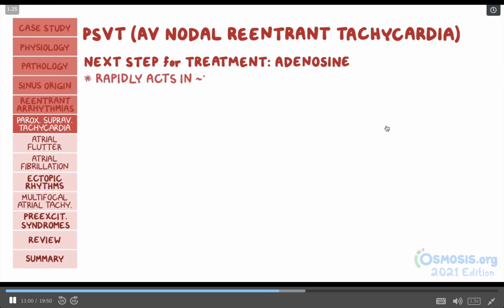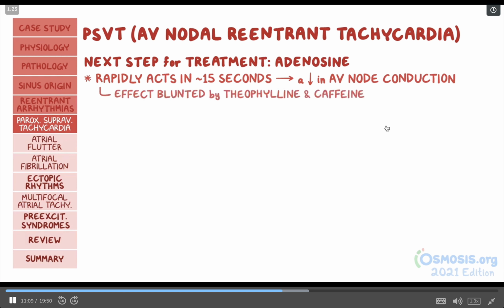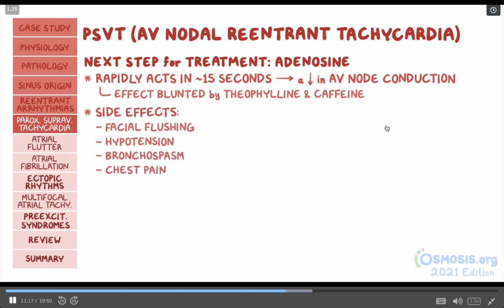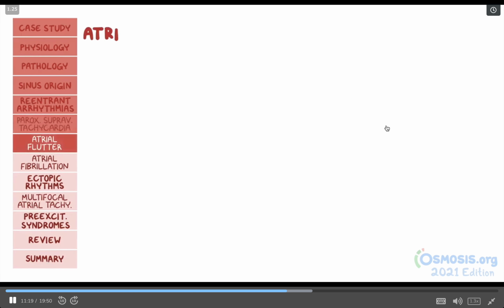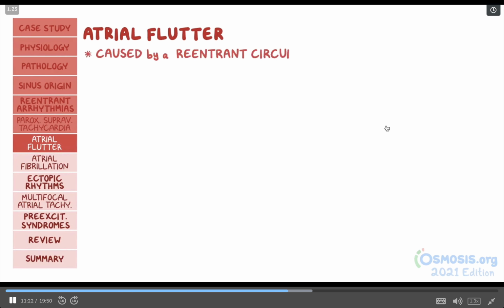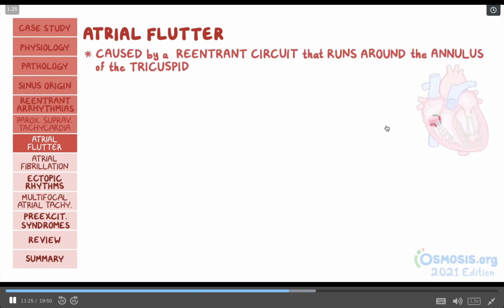Adenosine rapidly acts in about 15 seconds, causing a decrease in AV node conduction. Keep in mind that its effect is blunted by theophylline and caffeine. Another important thing to remember are its side effects, which include facial flushing, hypotension, bronchospasm, and chest pain. Moving on, atrial flutter is usually caused by a reentrant circuit that runs around the annulus of the tricuspid valve.